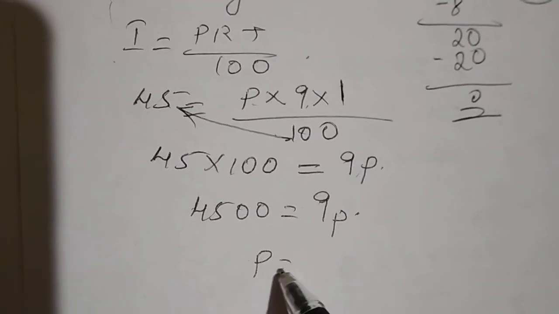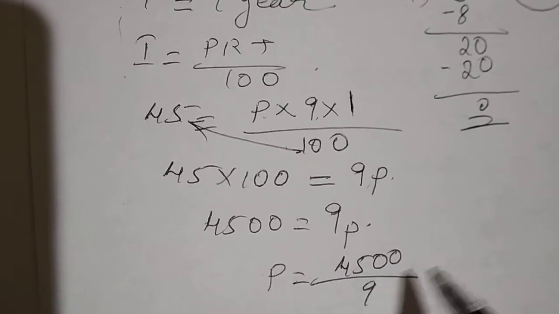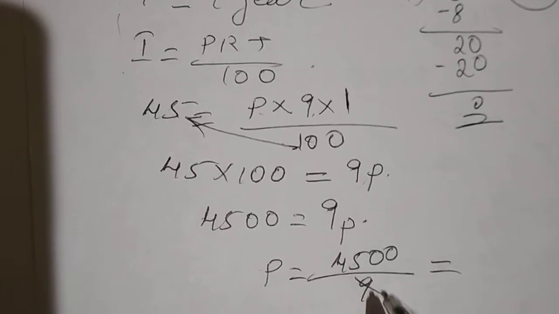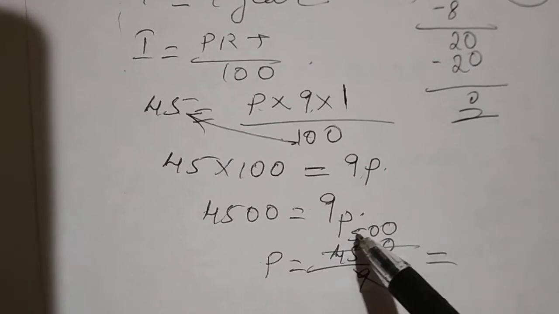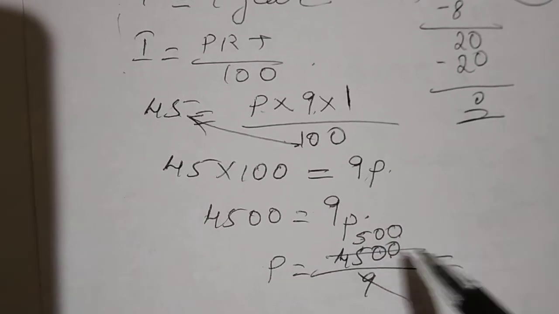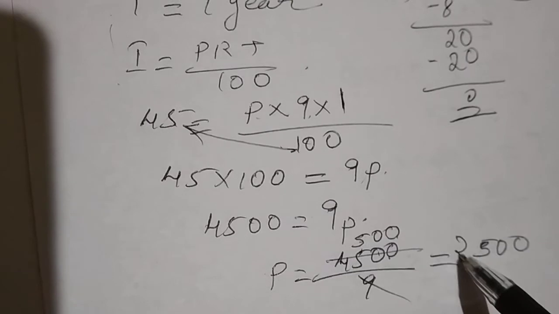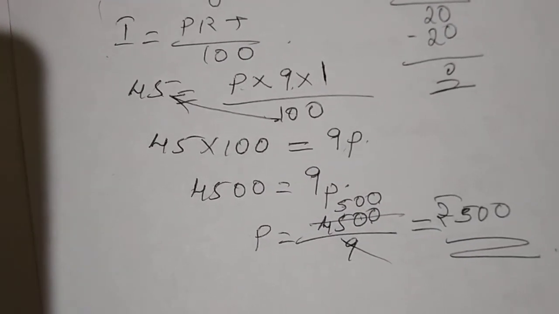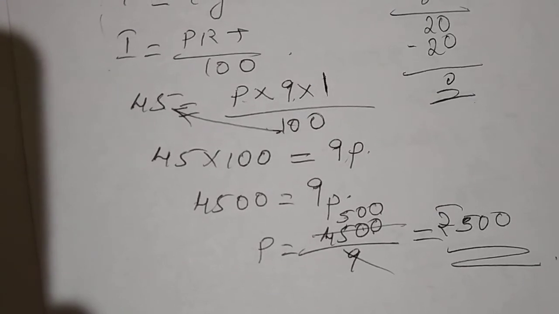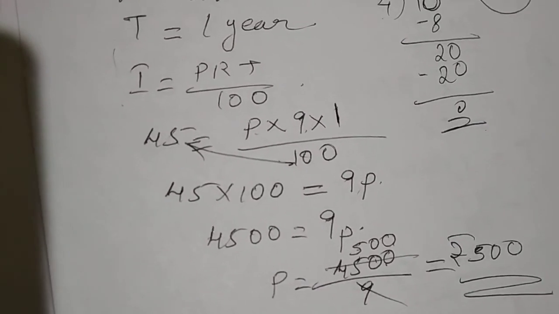So we can find P. P is equal to 4,500 on 9. Can cut this for 9 and 45. That will be 5 will be there, then 2 more zeros. So P is equal to 500. Principal is equal to 500 rupees. So we can say borrowed money will be 500 rupees. Okay. Thank you.